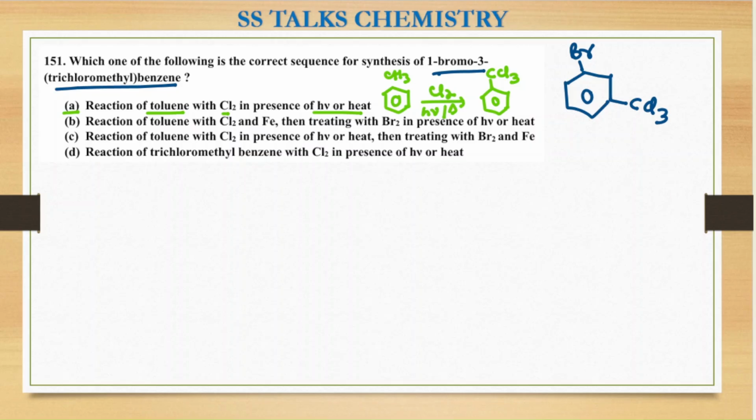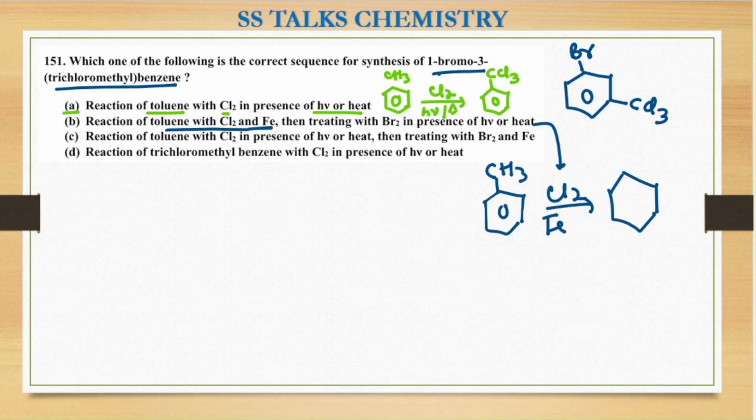Now the next one says reaction of toluene with chlorine and Fe. So this we are taking is toluene, CH3, treated with chlorine in the presence of iron. This will do chlorination on the benzene ring. The CH3 group directs to the ortho position as well as the para position, so chlorination will be done there. This type of species you will get.